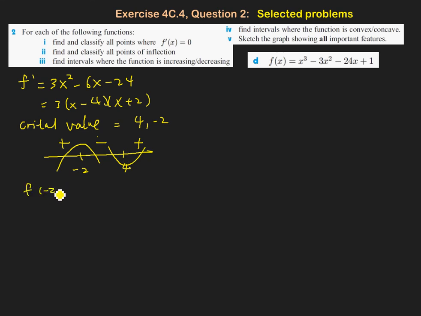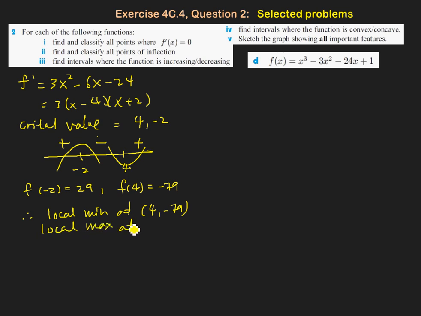It's always good practice to calculate the corresponding y. At 4 it is -9. I'm referring to the solution book, of course, so I get the answer quickly. Therefore, we now conclude the local min is at this point, with y equal to -9, and the local max occurs at -2, 29.